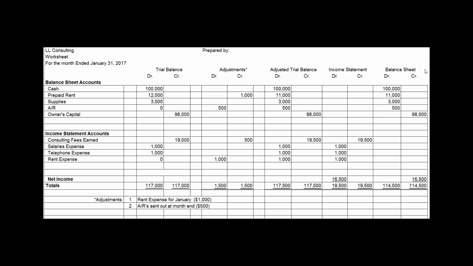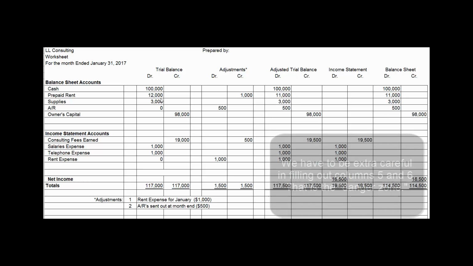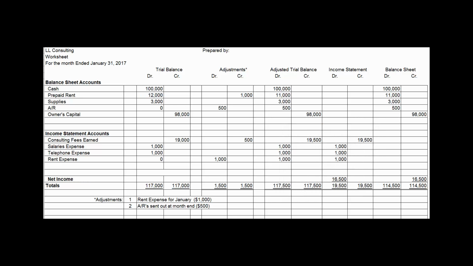And that's all there is to the 10-column worksheet. The tricky part is taking the trial balance and correctly adjusting it to get the adjusted trial balance. It's real easy to make a mistake when we create the adjusted trial balance. For example, to see $12,000 here, $1,000 here, and think that our prepaid rent now is $13,000, when in fact it was a $12,000 debit minus a $1,000 credit, means we have an $11,000 debit balance.